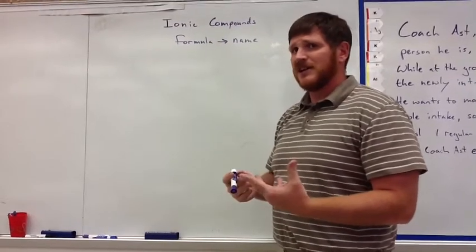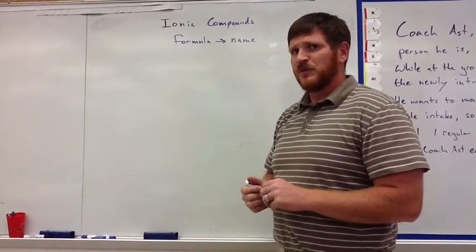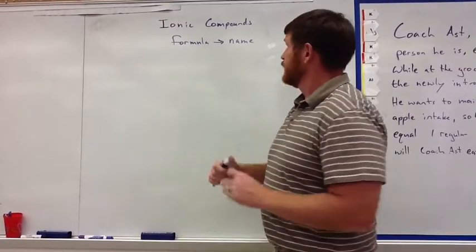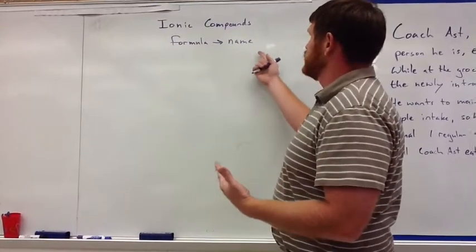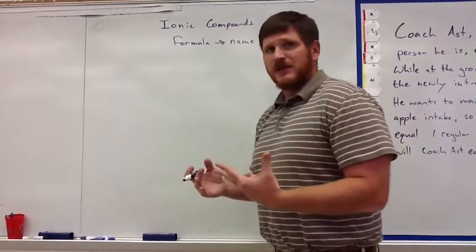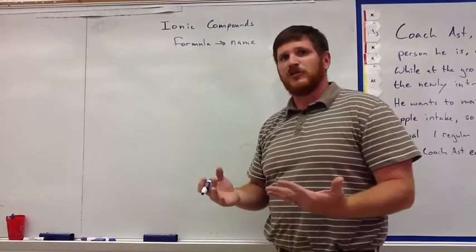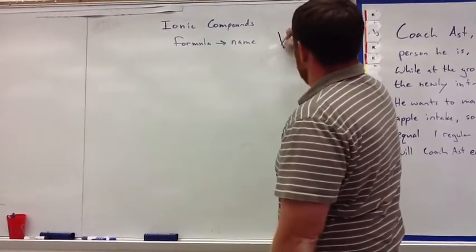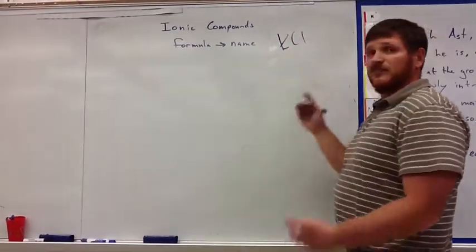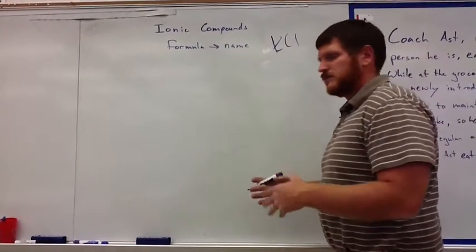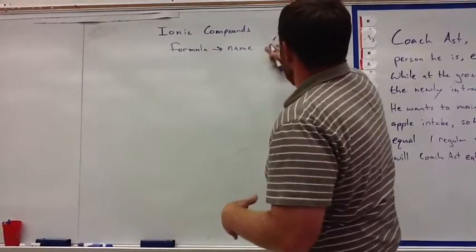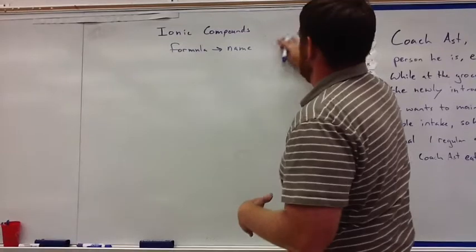The rules are going to be very similar, but let's make sure we go over them so we understand what the rules are. When I'm doing a formula to a name, I'm starting off with my symbols. So if I had potassium chloride, it would look like this, KCl, and I want to get it to the name. Let's move on and actually do one.